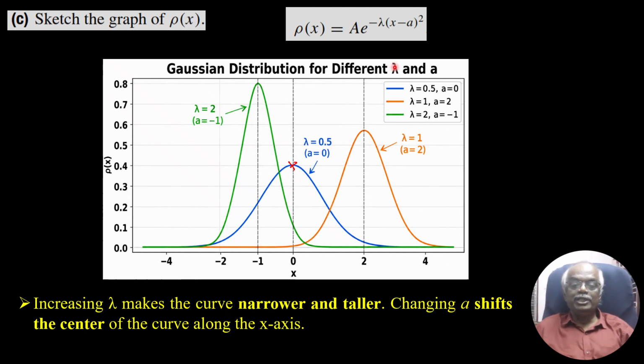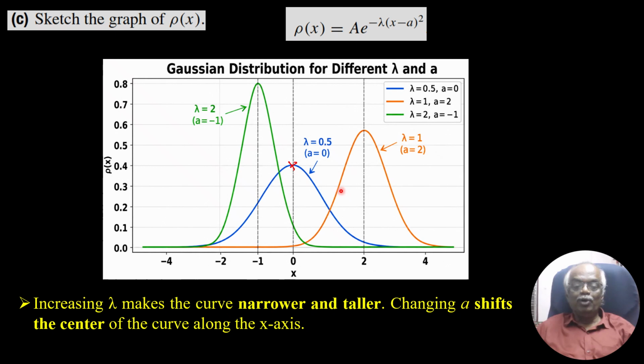And what about shifting this Gaussian distribution? So now you shift a to -1. We are shifting a to the negative side, -1. So now the Gaussian distribution is centered at the point -1. So a is -1 and lambda I have taken as 2. Lambda is 2. So you can see this green color curve. This is narrower and sharper, taller and narrower.